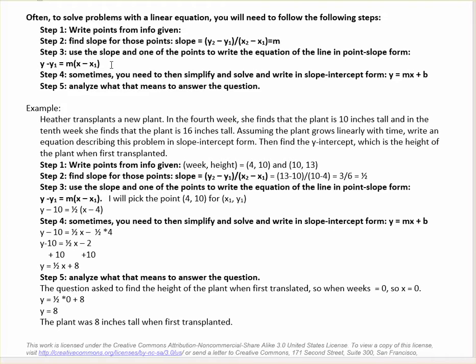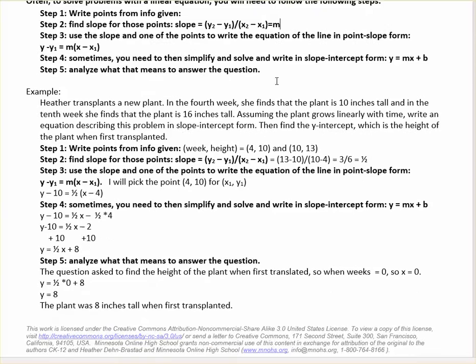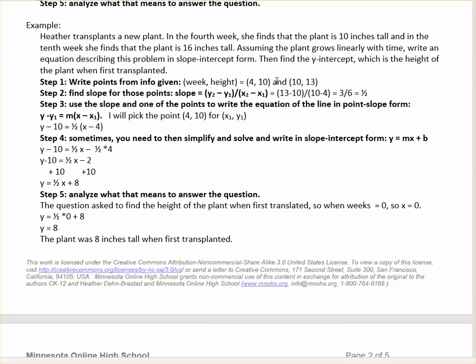And here's the form for point-slope form. Y minus the y value of one of those points equals the slope times x minus the x value of that same point. A lot of times then for step 4 you'll have to simplify this equation and write it in slope-intercept form, y equals mx plus b, and then analyze what that means to answer the question, which will be different for the different questions. Alright, here's an example of those steps.